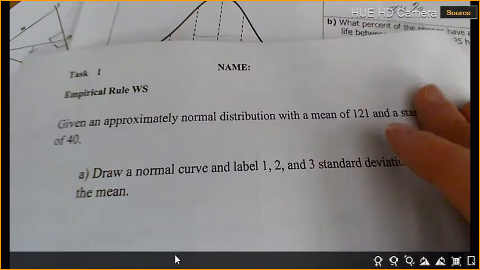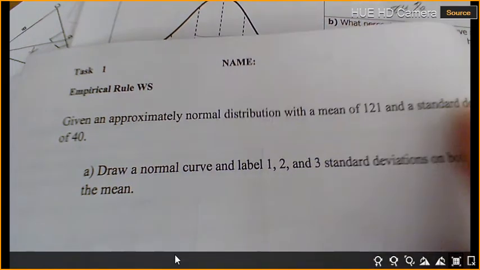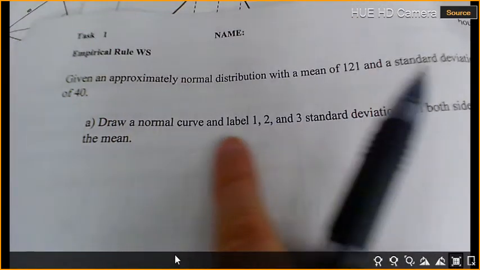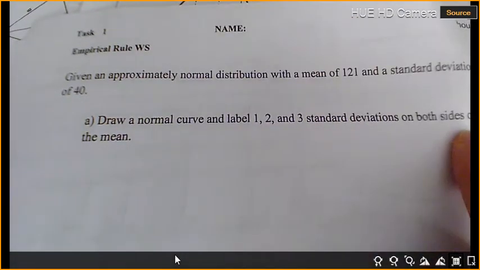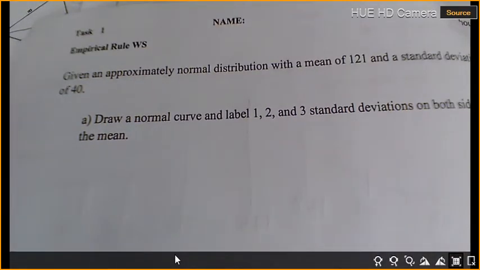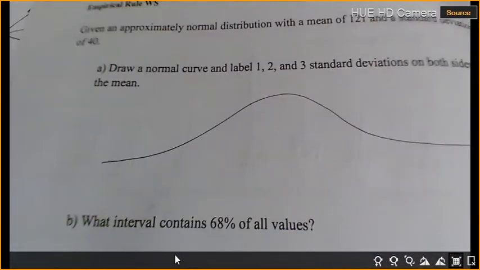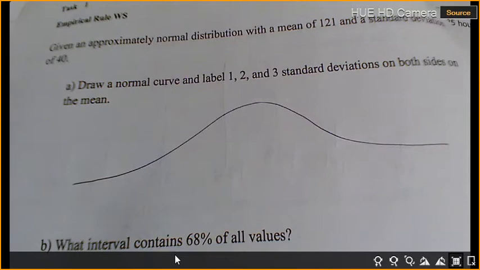Given an approximate normal distribution with a mean of 121 and a standard deviation of 40, we're going to draw a normal curve and label 1, 2, and 3 standard deviations on both sides of the mean. Then we're going to answer these questions below. So first I'm going to draw that normal curve. Where does 121 go? In the middle.